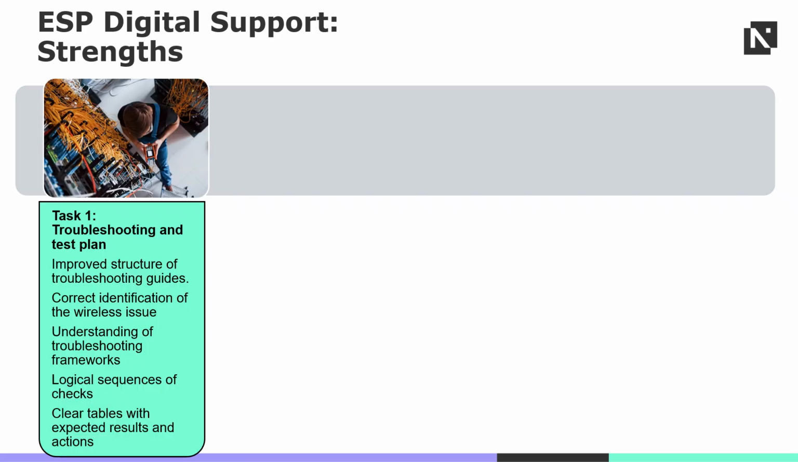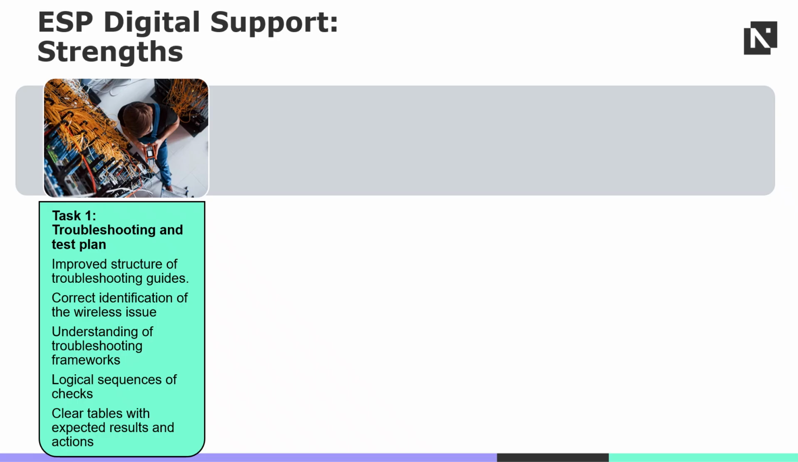And now we'll move on to the digital support ESP. So again, we'll first of all look at the strengths. So for task 1, the troubleshooting and test plan, there was a noticeable improvement in the structure and organisation of step-by-step troubleshooting guides. Many students correctly identified the root cause of the wireless issue, and students demonstrated an understanding of network troubleshooting frameworks, for example, fishbone diagram, OSI model, or Cisco methodology.